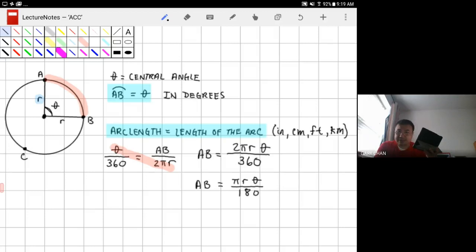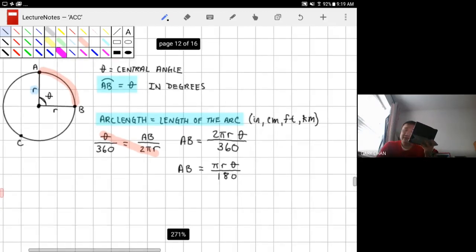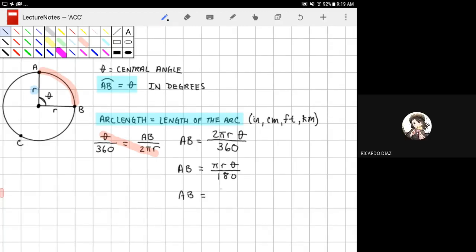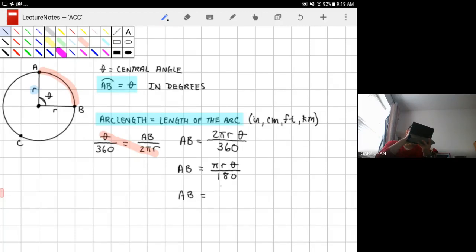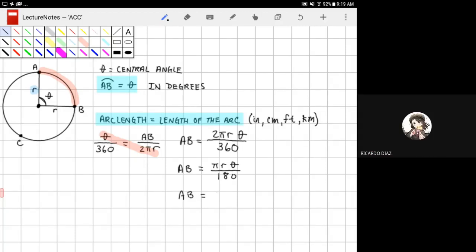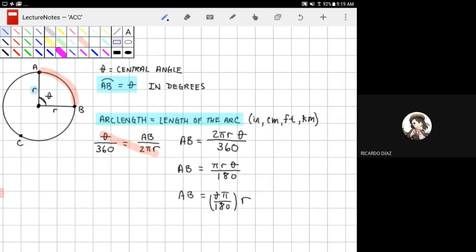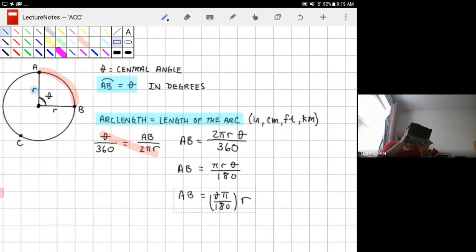And there's something else. It seems kind of strange, this next simplification, but it is widely accepted and for everyone's convenience to rewrite this formula in this manner here. It seems strange, but let me explain. It is accepted to rewrite this formula to look like this: theta times pi over 180, times r. It is more acceptable to write it in this manner here.